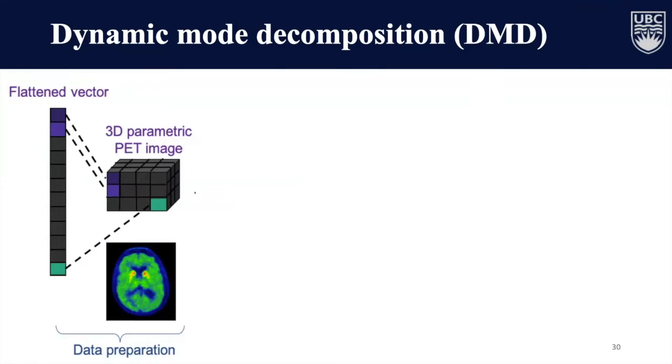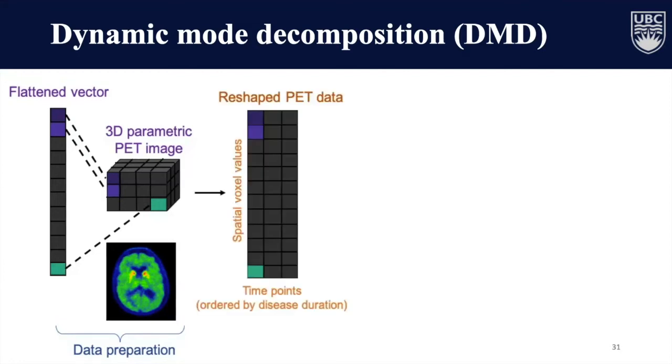Here, the first step: for our 3D PET image, we have our 3D input data matrix. We first stretch this 3D data matrix into a long vector, so we flatten the image into one vector. And then we stack these long vectors horizontally according to their disease duration. So here, the first column is a PET image for a subject with 0 disease duration. And the second column can be for 1 year disease duration, 2 years disease duration, and so on.